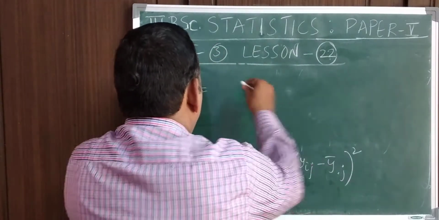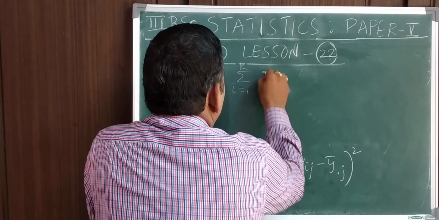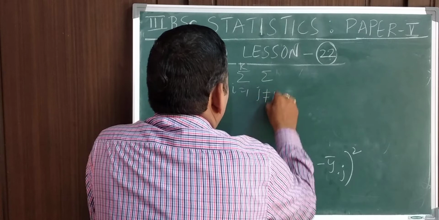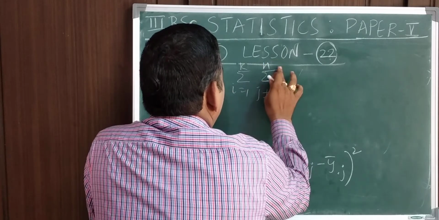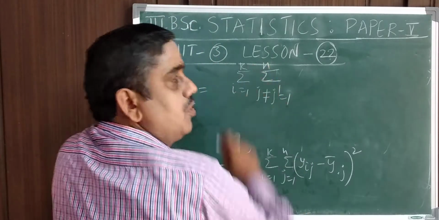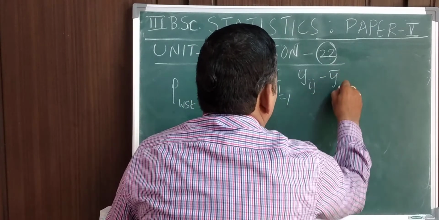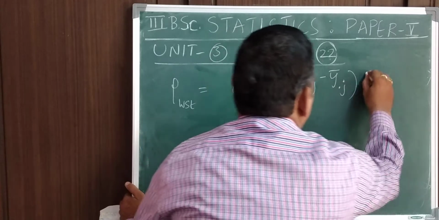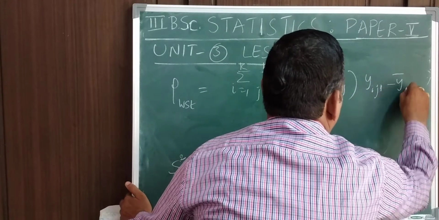The formula of this is summation i is equal to 1 to k, summation j is not equal to j dash is equal to 1 to n. You see, this entire summation is one summation. j is not equal to j dash is equal to 1 to n. Yij minus y bar dot j multiplied by yij dash minus y bar dot j dash.